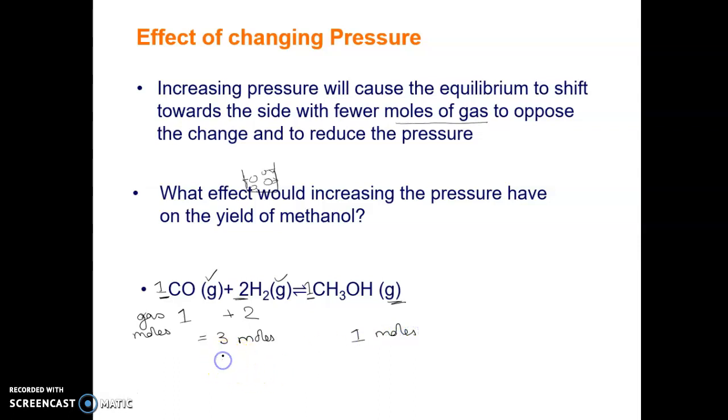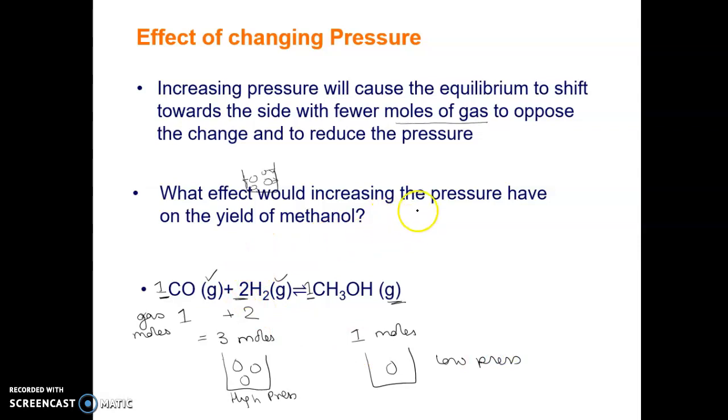So this side, as I mentioned earlier, higher pressure means more crowd. You've got 3 moles here, this side only has got 1 mole. Because this is more crowded, this has got higher pressure. Less gas moles, this has got low pressure.